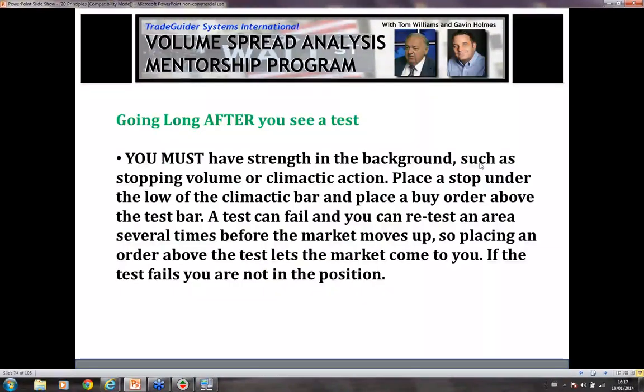All right, let's summarise that, and then we'll take a 15-minute break. So after you see a test, you must have strength in the background. And what I mean by that is a shakeout, which is important, some sort of climactic action, maybe bag holding would be even better, but you must see some strength. Place a stop under the low of the climactic bar and place a buy order above the test bar.